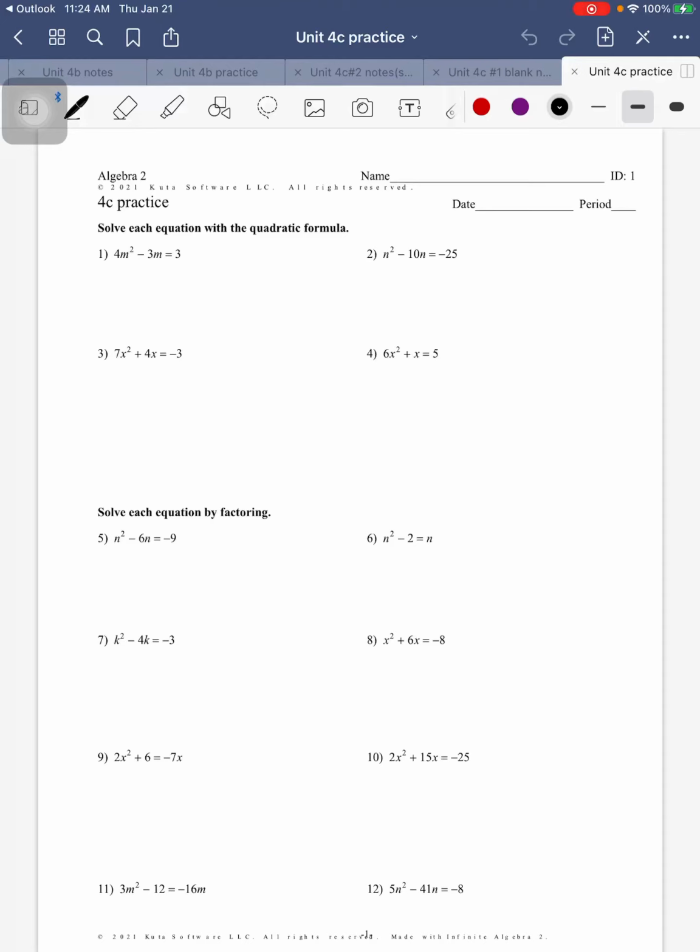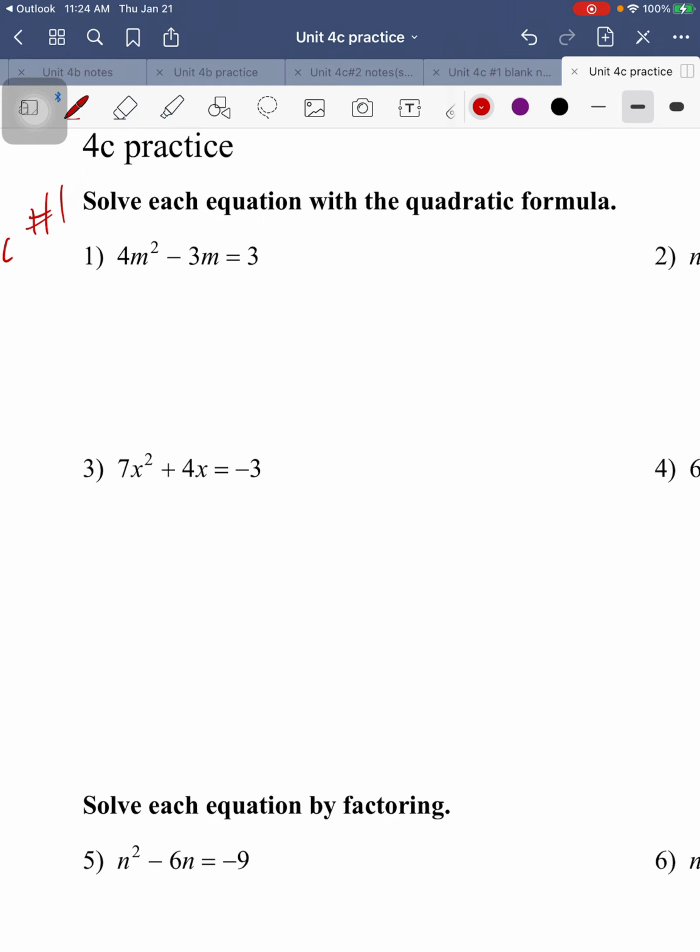All right, so 1 through 4. This is 4C number 1, solving with the quadratic formula. So number 1, we have, let's keep that a positive, so we minus 3. I know I lined those up, but those are not like terms, so don't confuse those.